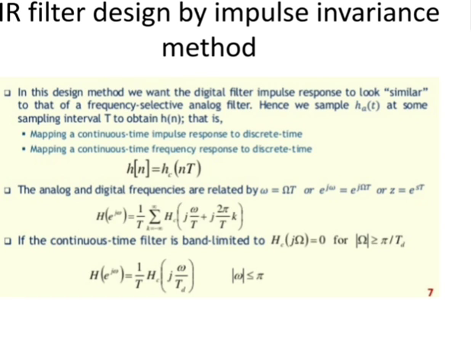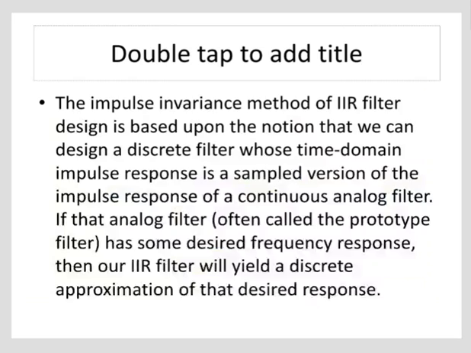So the analog and digital frequencies are related by omega equal to capital omega times T, or z equal to e to the j omega. If the continuous time filter is band limited, then the equation will be like this.